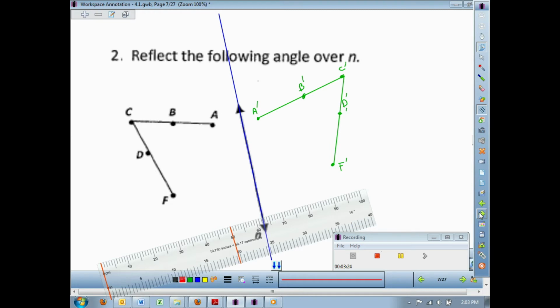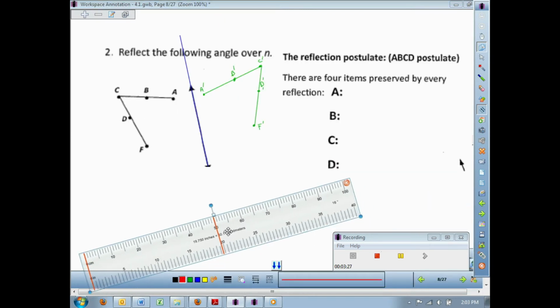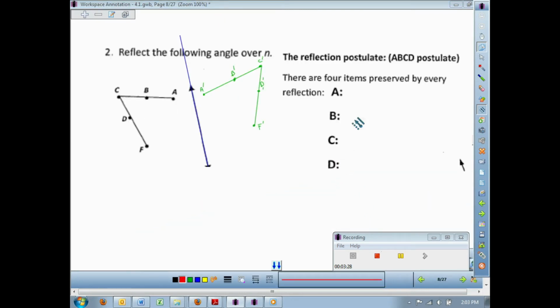And then that brings us to our next part of this question, which is the reflection postulate. It says that the reflection postulate is sometimes called the ABCD postulate. The reason it's called the ABCD postulate is because there are 4 things that are preserved by every reflection. They start with the letters A, B, C, and D, so each one of those things starts with this letter. And here's what A stands for. A stands for angle measure.